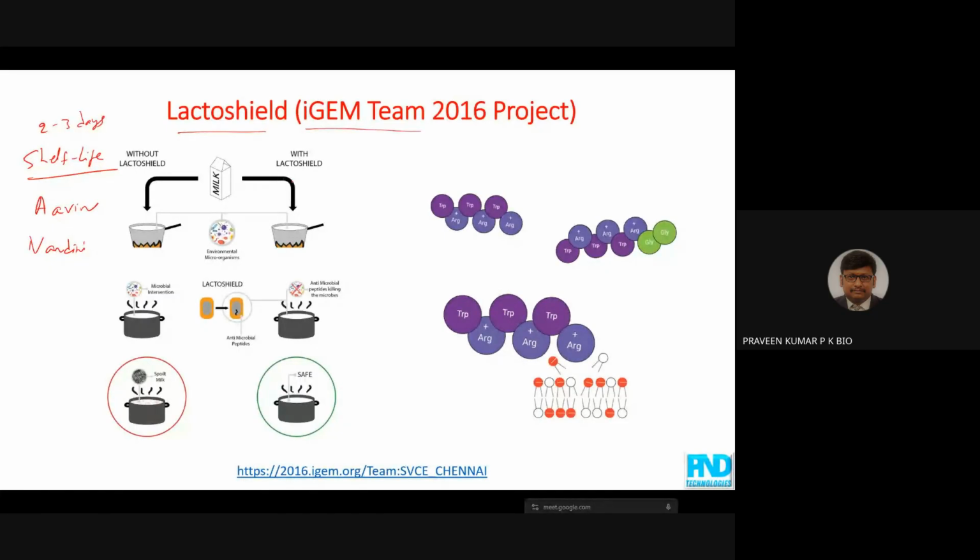But according to LactoShield, we can increase the shelf life up to 4 months also. How is this possible? I already heard something about ultra-packed milk; similar to that, a similar kind of concept. So what we did is add peptides to the milk to make long-term preservation. We did this through the synthetic biology approach. And the students received the silver medal from the Massachusetts Institute of Technology, which conducts this competition, the iGEM competition.